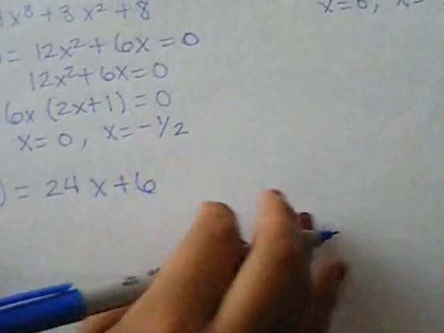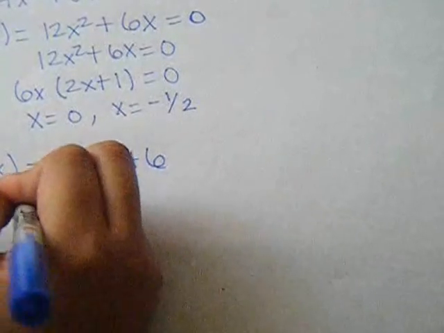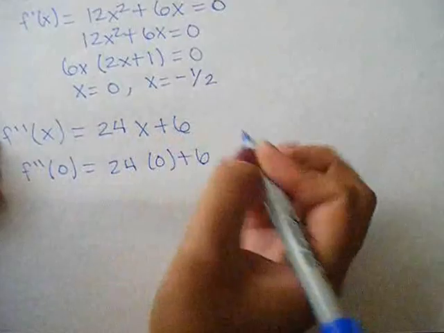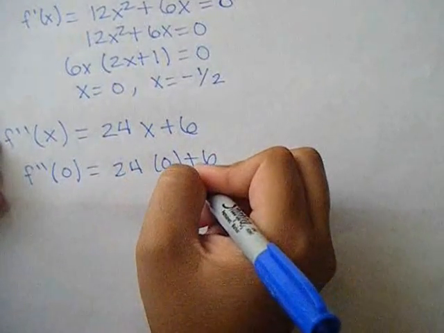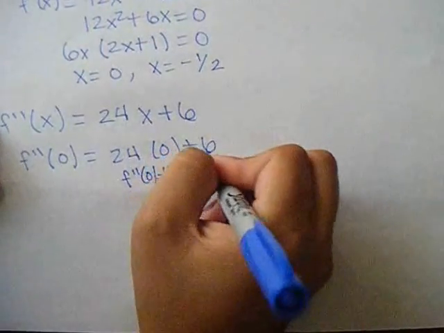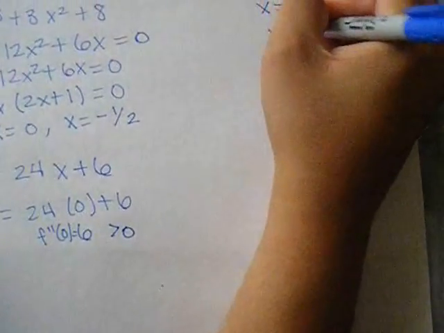We're going to go ahead and plug each of our critical points in one by one. So f double prime of 0 is equal to 24 times 0 plus 6. And that's going to give us 6, which in the end is going to be greater than 0. So we know that it's going to be a minimum at x equals 0.